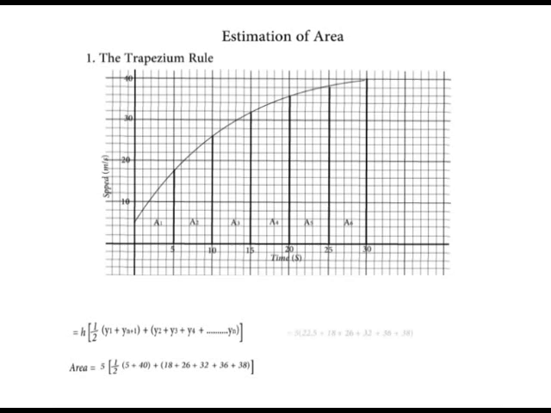So we shall have 5 into 22.5 plus 18 plus 26 plus 32 plus 36 plus 38. That gives us 862.5 square units, which is equal to 862.5 meters. The same answer we got.